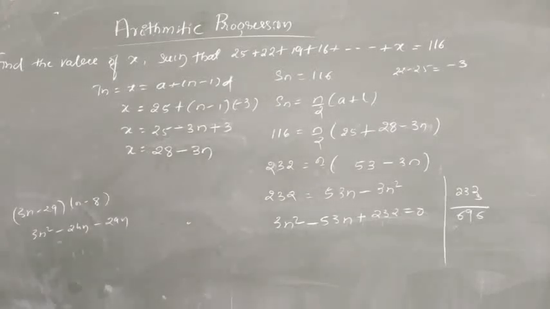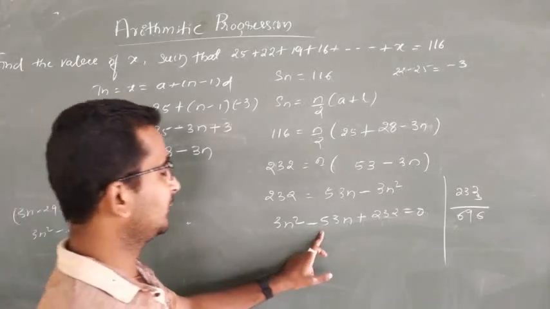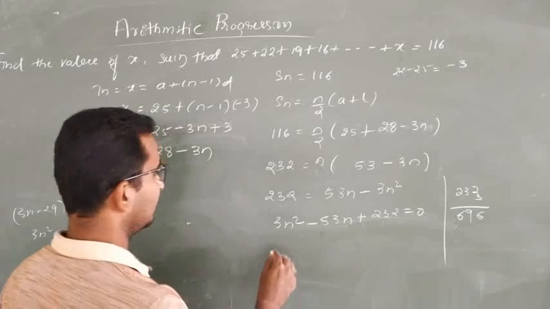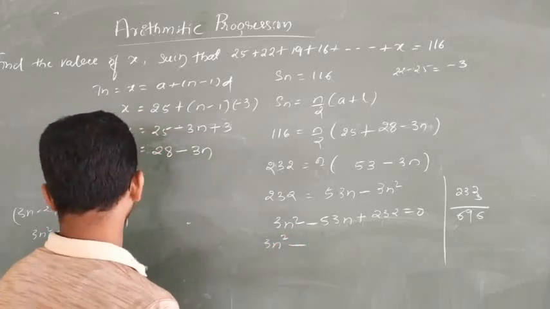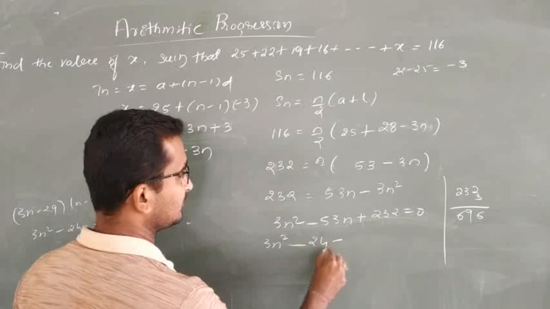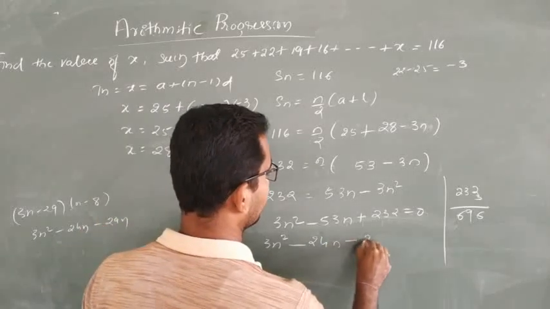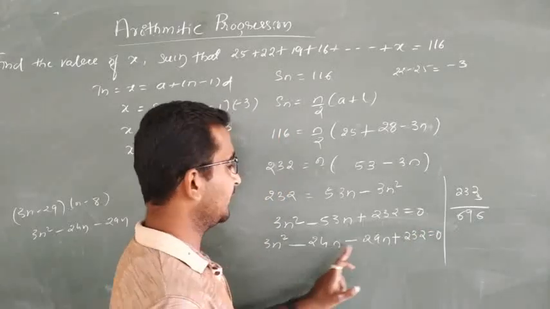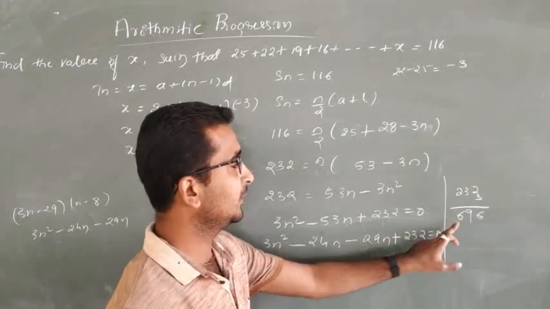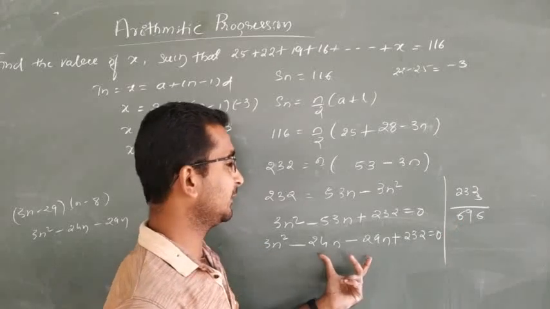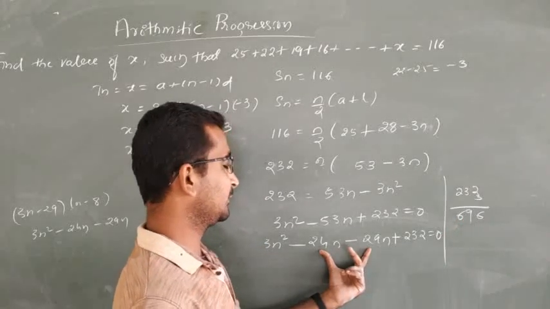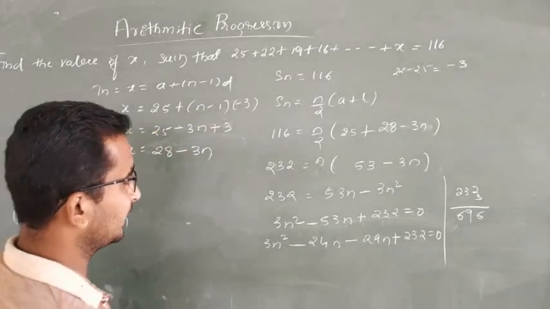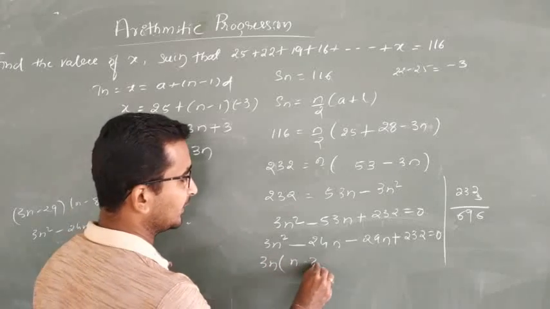So here, if I add the same two numbers or subtract the two numbers, I should get minus 53. So the equation is 3n square minus 24n minus 29n plus 232 is equal to 0. By multiplying the same two numbers, 24 into 29, I can get 696, and if I add these two numbers, because minus into minus is plus, again I can get plus 53. So here 3n is the common factor, then it is n minus 8.